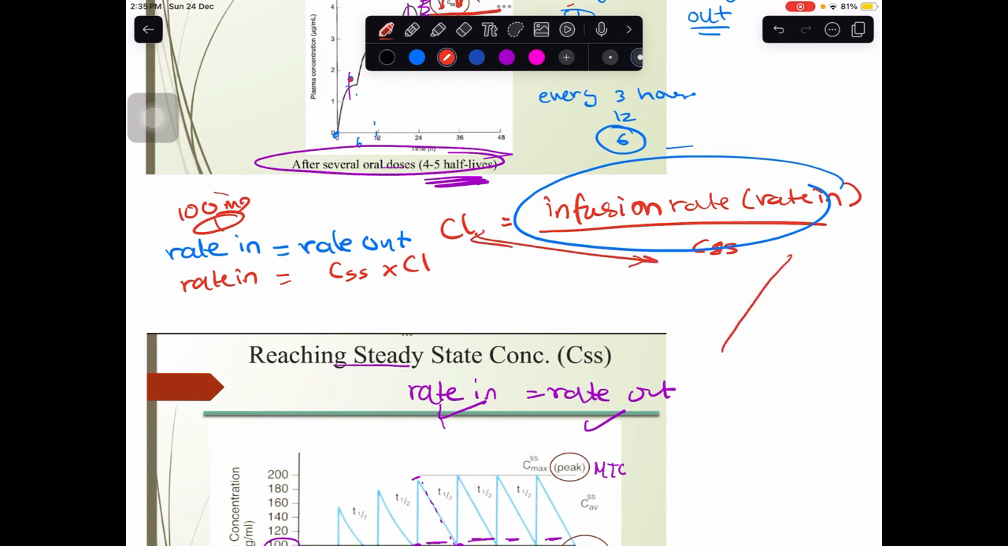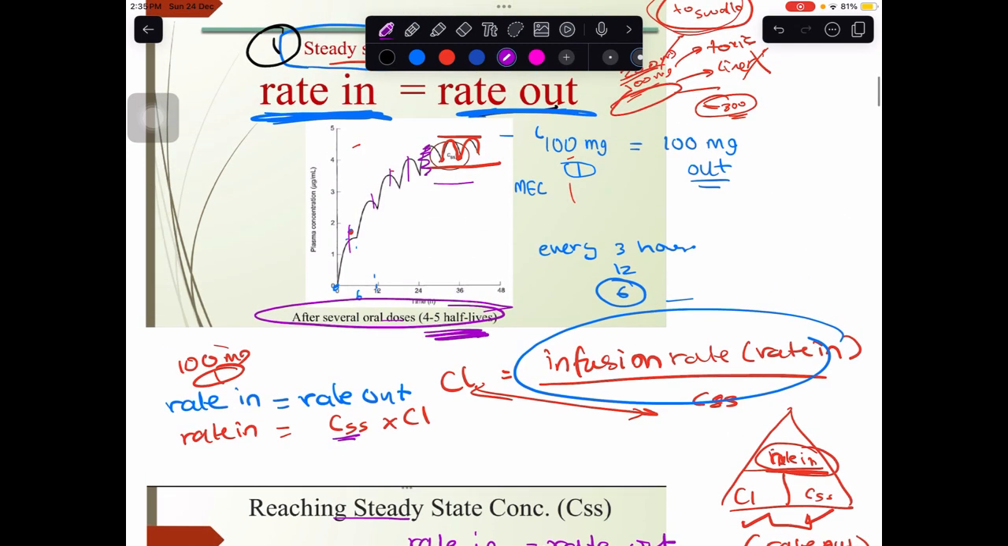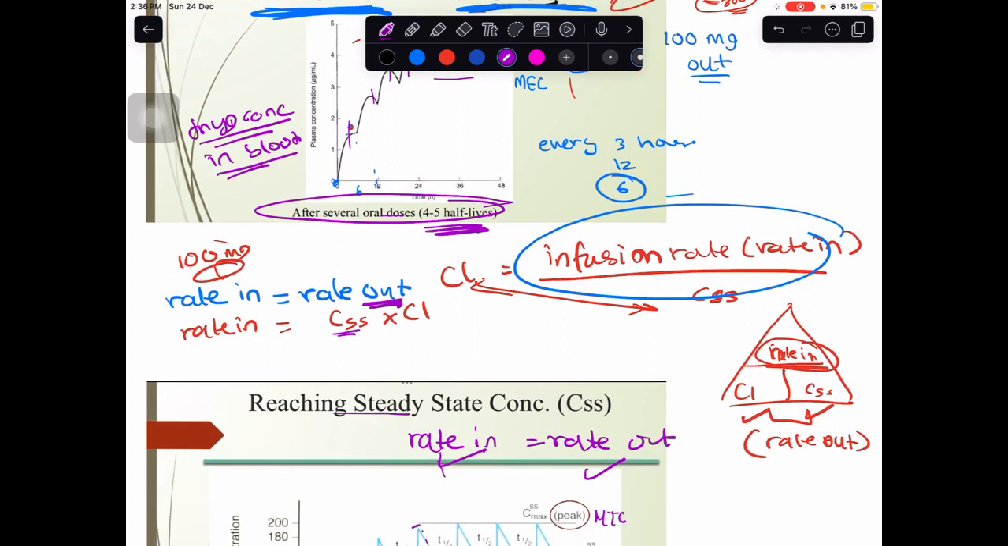If we're looking at the diagram, if we remember the pyramid, the clearance is basically the infusion rate over CSS. So this means rate in equals clearance times CSS, and we know rate in equals rate out. So rate out is basically this times this. This is what we're looking at, and it makes sense. How? Because the CSS is basically the drug concentration inside my blood at steady state, but it's not out. So how can I make it out? By the clearance, which is what was clearance?